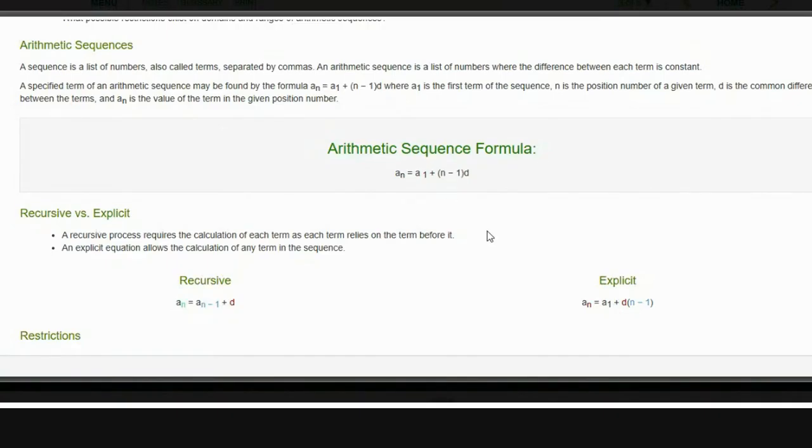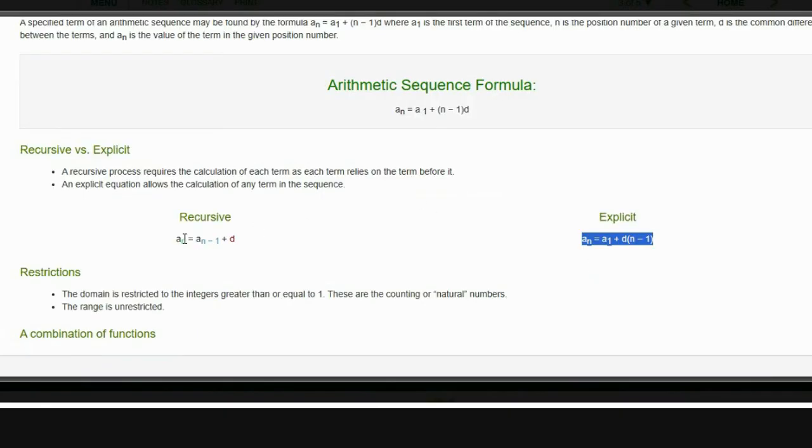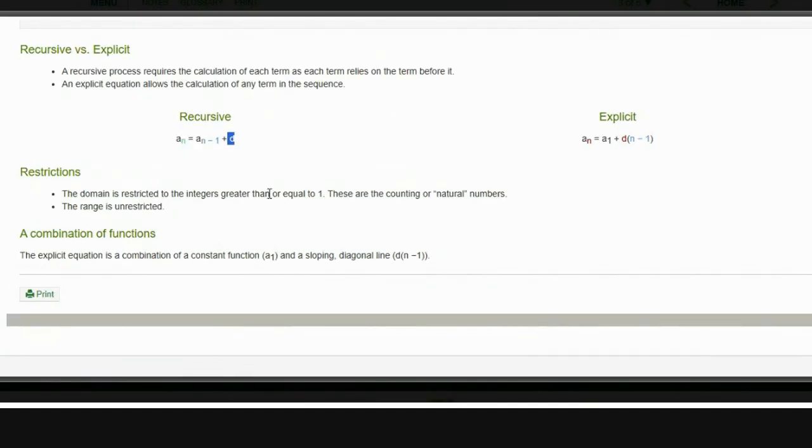That is actually the explicit one. A sub n equals A1 plus n minus 1 times D. There is the recursive one as well, where all you do is take the one before it and add the common difference. Talks about domain and range. Integers greater than or equal to 1. And the range is not restricted. It is restricted for a specific sequence, but in general, it's not.